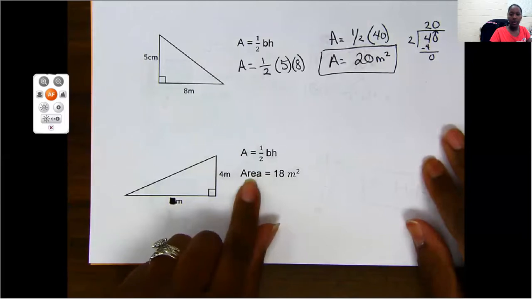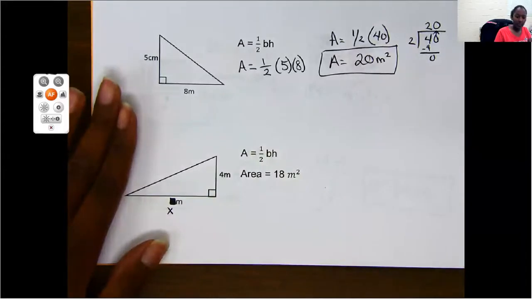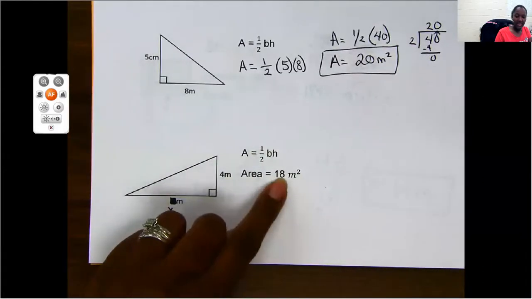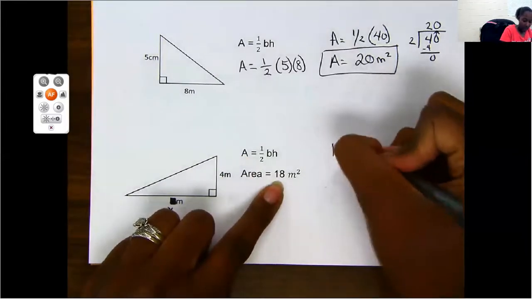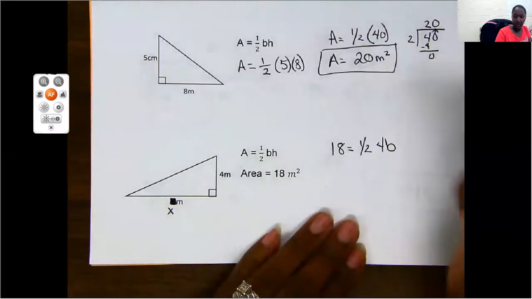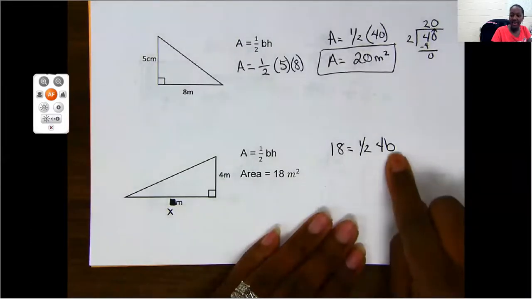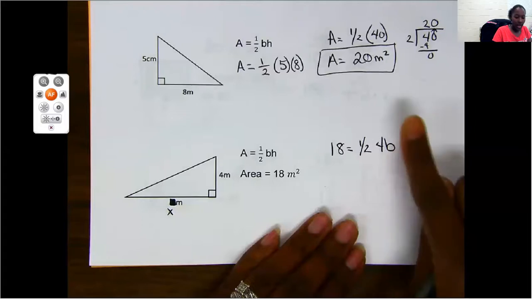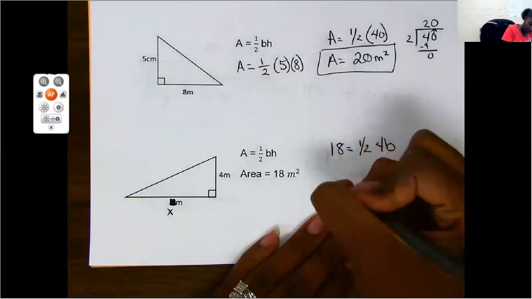So I'm going to be working backwards. I have a missing side, so I'm going to put that as an X. Instead of putting A, I'm going to put 18 because I know what A is. So I'm going to put 18 equals half. I have a 4, but I'm missing my base. So I'm going to put B for base. Okay. Now, even though I don't know what B is, so I can't multiply yet, I can take half of 4. Remember, taking half of something is dividing by 2. So half of 4 is 2. So I'm going to rewrite it.